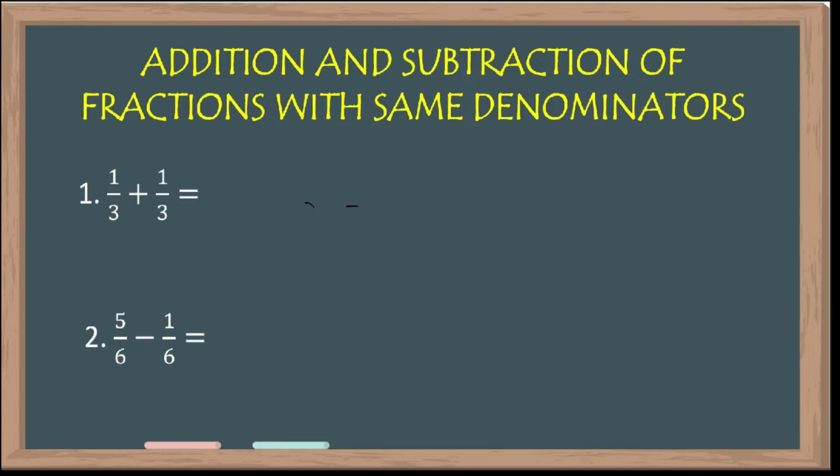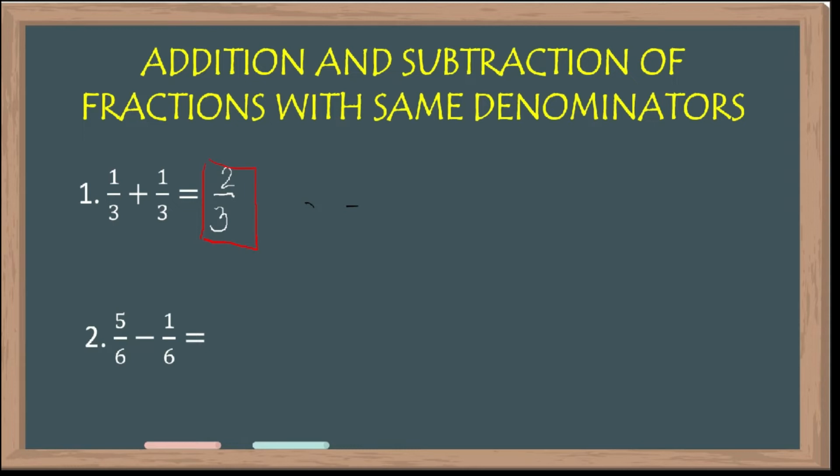For example, number 1, meron tayong 1/3 plus 1/3. Remember, 1 is the numerator, 3 is the denominator. Kapag meron tayong same denominator, just copy or keep yung ating denominator. So, just copy 3. Then add the numerators. Kaya 1 plus 1 is equal to 2. So, lalagay natin 2. That's it. This is now our answer. Our answer is 2/3. Diba?